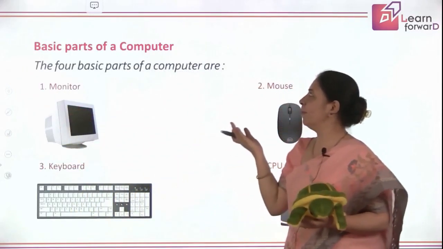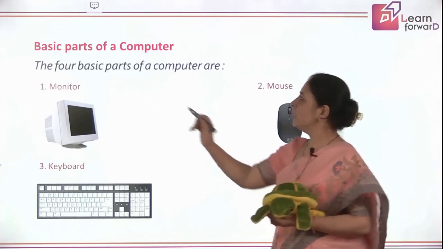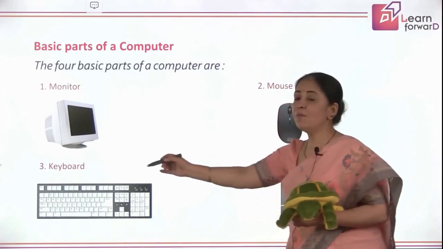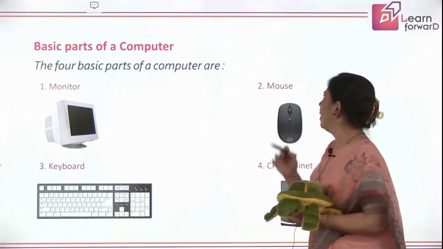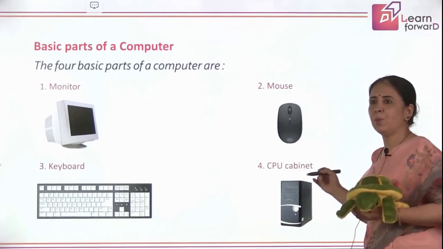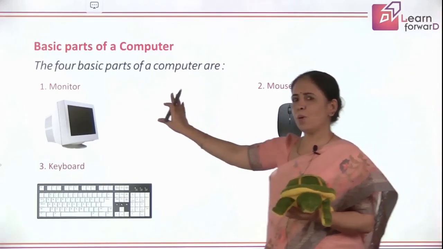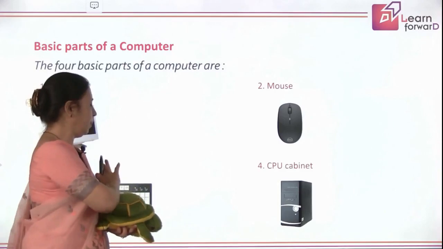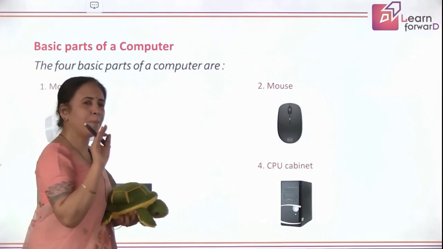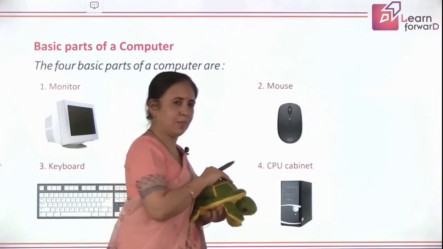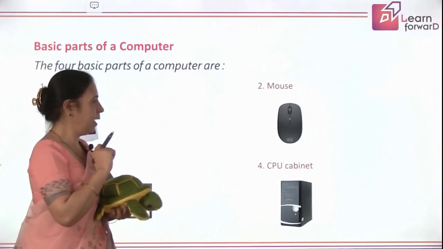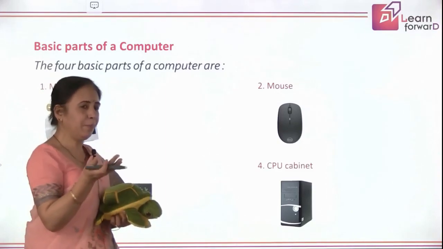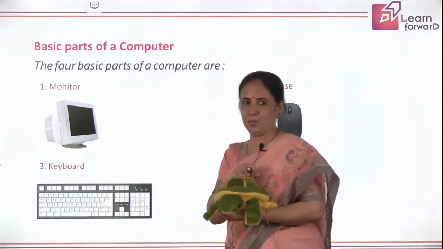So, we begin with the basic parts of a computer. The four basic parts of a computer are the monitor, then we have a keyboard, mouse, and a CPU cabinet. The monitor is the main screen of the computer. Keyboard helps you to type. Mouse helps you to click on a particular location on the screen, and this CPU cabinet is the brain of the computer. We are going to learn about these things in detail today.